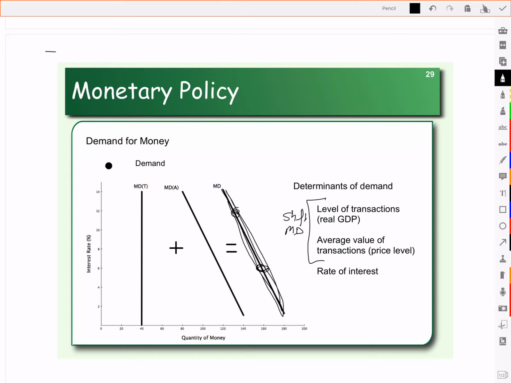So the level of transactions, and since we're looking at not just an individual's income, but everyone's income, we're looking at real GDP. And then the prices of goods start to change, we're going to need more cash to buy things, so a change in the price level. So these two will shift the demand for money. A change in the interest rate moves us just along the graph. So now let's combine the demand for money and the supply of money and start to look at how they relate to each other.